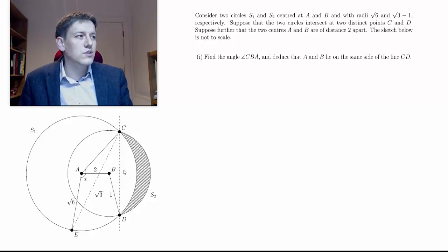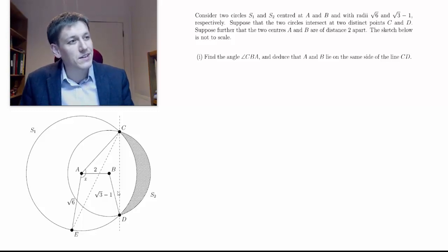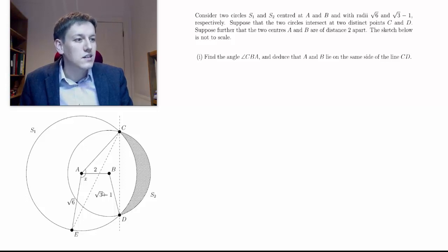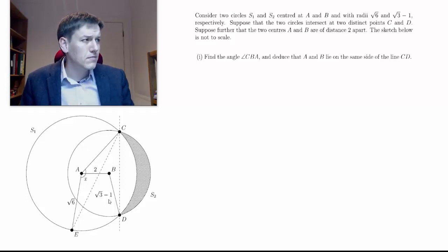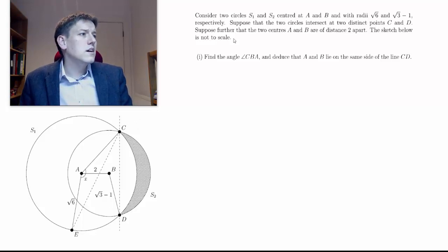Okay, so it says here we've got two overlapping circles, S1, which is the larger circle here, and S2, the smaller one, and they've got radii of √6 and √3 - 1 respectively. So first trick in circles, always remember to look out for radii wherever they appear. So I know this length is √6, AE, so automatically I know AC is √6, AD if I need it is √6, etc. The other one is √3 - 1, and they're going to intersect at these 2 points C and D, and the two centres here, A and B, are 2 units apart.